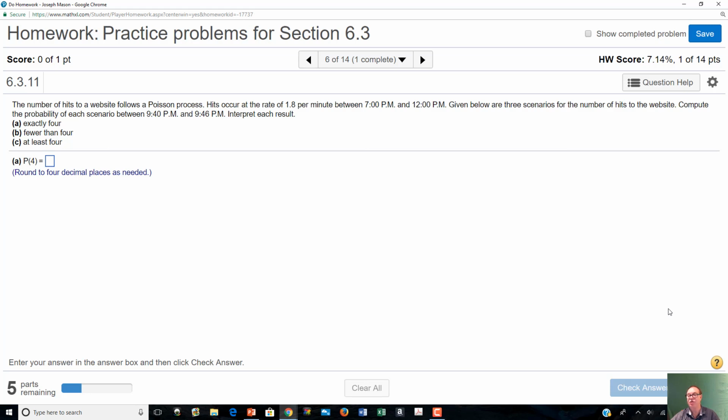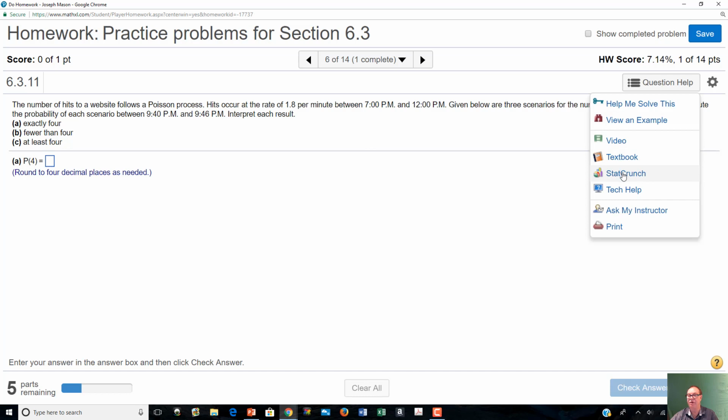Okay, before we can use Poisson, we need to find the mean. Well, if we look at this carefully in the problem, lambda is 1.8 per minute. So lambda is 1.8. Okay, the interval is from 9:40 p.m. to 9:46 p.m. That is 6 minutes. So t is 6 minutes. Now remember, lambda and interval must be in the same unit of measure. It's 1.8 per minute, 6 minutes. So they are. So you take 6 times 1.8 to get your mean. And that turns out to be 10.8.